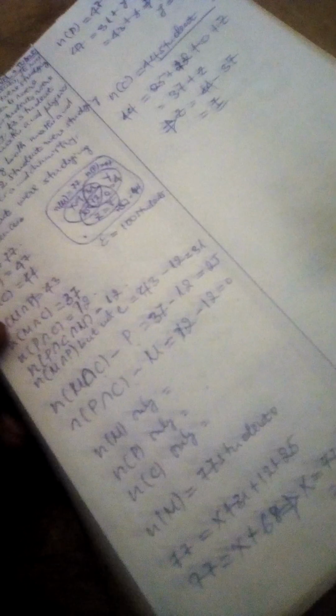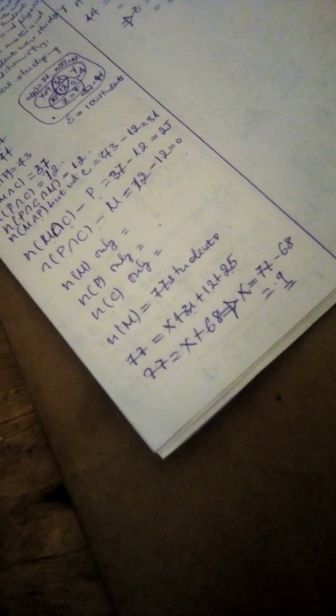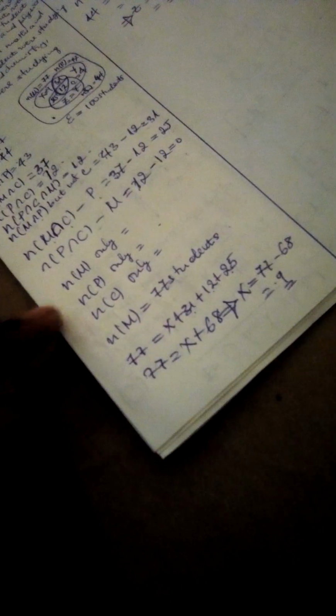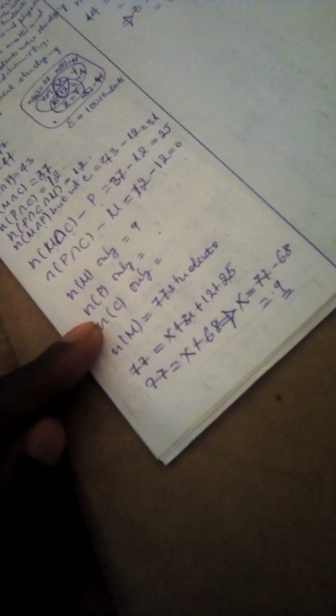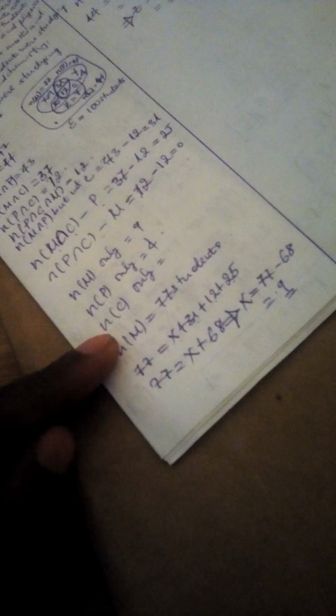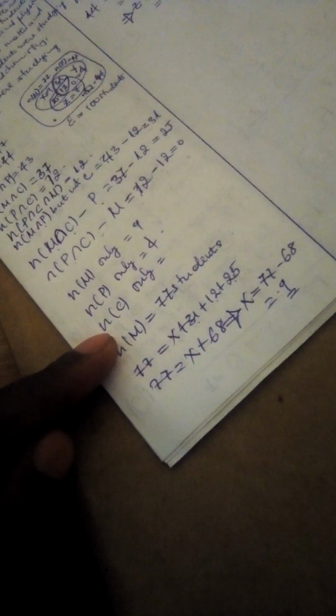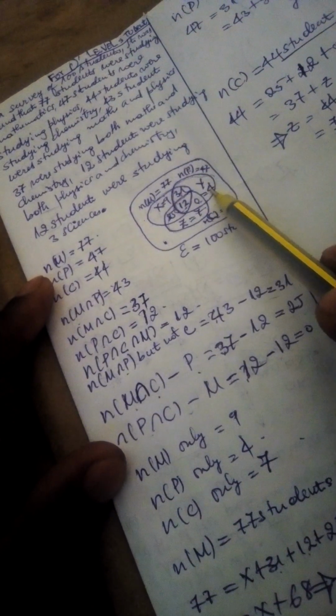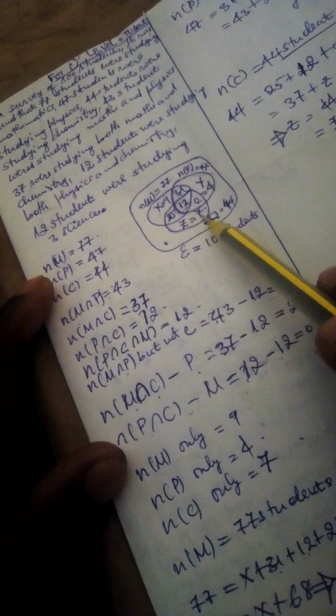So to answer this question, the number of students who attend honor mathematics only is 9, honor physics only is 4, and honor chemistry only is 7, as you have calculated. Mathematics only, physics only, chemistry only.